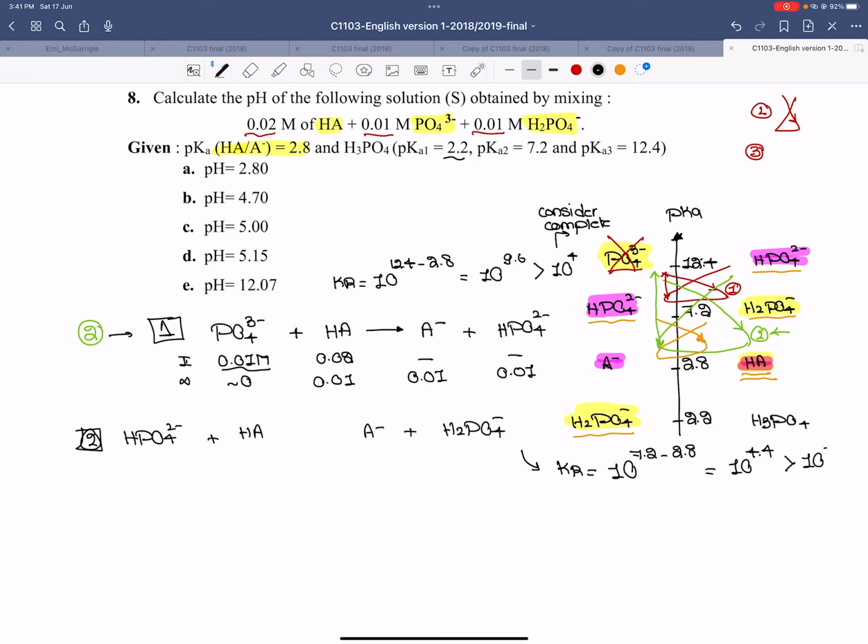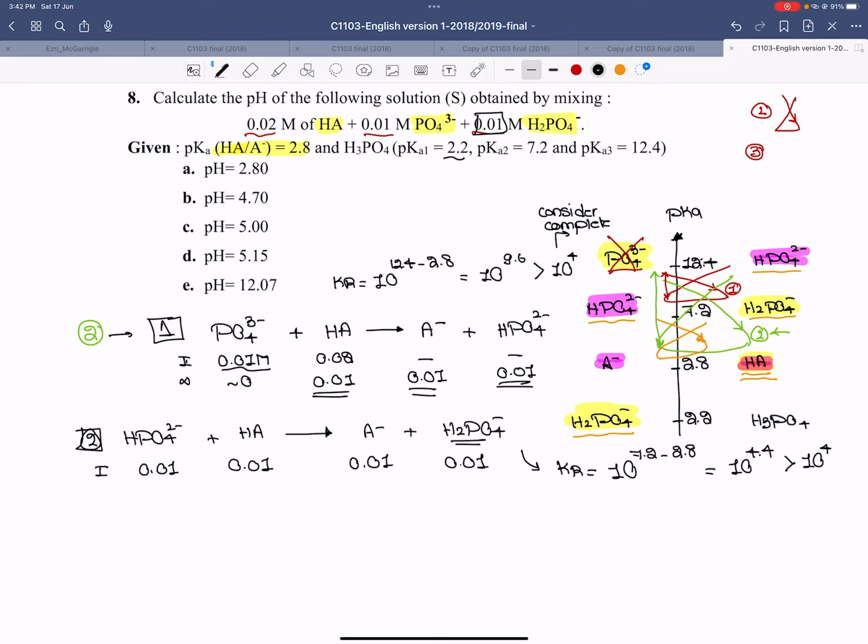Again, quantitative, considered to be complete, one direction. You start with initially HPO4 minus, what was it? Where is it? It's still 0.01 from the beginning. Okay, 0.01. HA, the remaining value from the previous reaction is 0.01. A minus, pay attention, you don't put it as 0 because it exists from the previous reaction. A minus is 0.01. H2PO4 minus, it also exists, 0.01. But this is the direction that it will go to, from left to right.